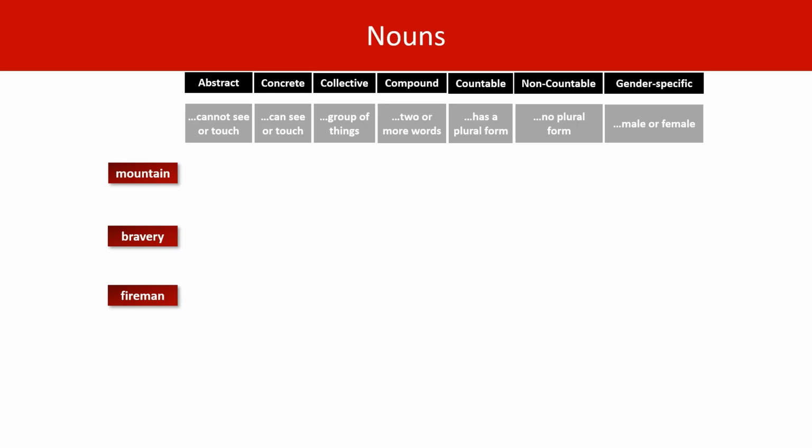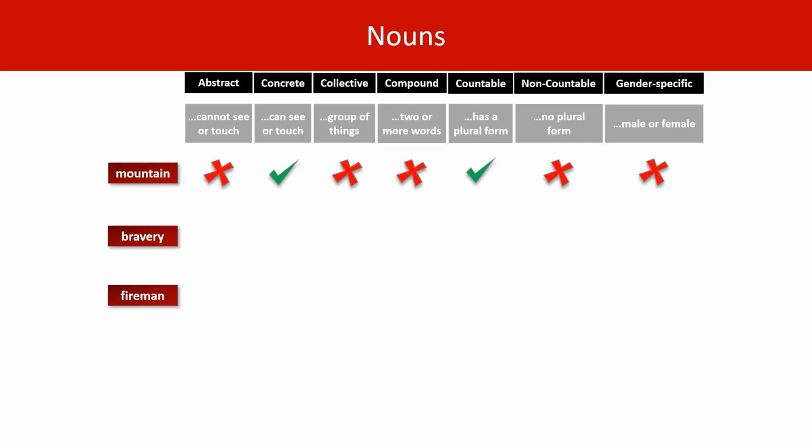So let's look at the word mountain. Well, it's not an abstract noun. You can see a mountain. That means it must be a concrete noun. It's not a collective noun. It doesn't represent a group of things. It's not made up of 2 or more words, and it does have a plural form, making it a countable noun. That means it can't be a non-countable noun, and it's not gender specific. So the word mountain is a common noun, because we know it's not a proper noun. It's also a concrete noun and a countable noun.